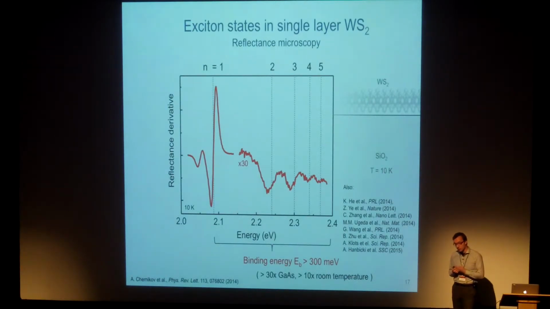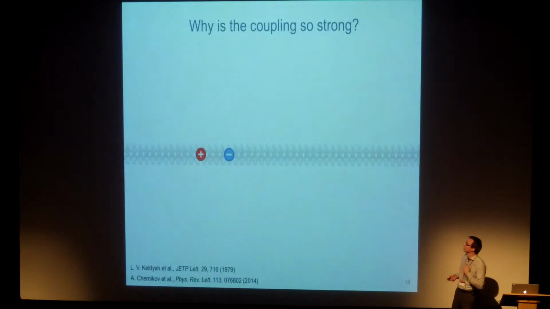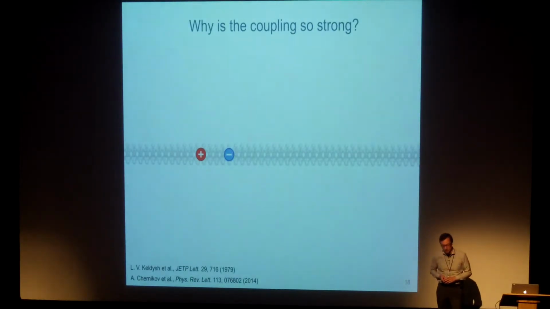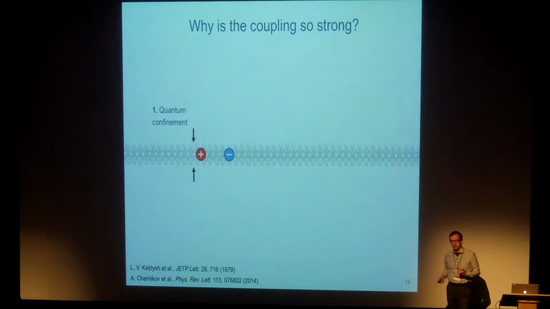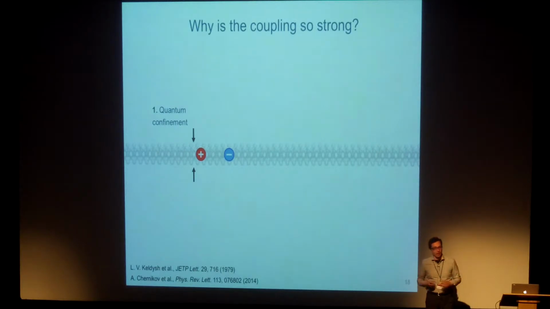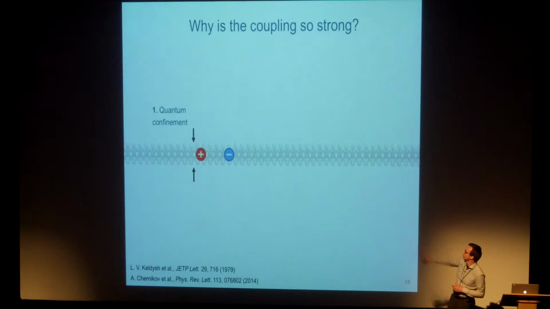So now the question is, as this binding energy is so large, and as I mentioned before, the coupling to light is very strong, what is the reason? Why is the coupling so strong? If we consider an electron and hole confined in this layer, the first reason is, of course, quantum confinement. If we solve the hydrogen problem in 2 dimensions instead of 3, we get a factor of 4 enhancement in the binding energy straight from the dimensionality.